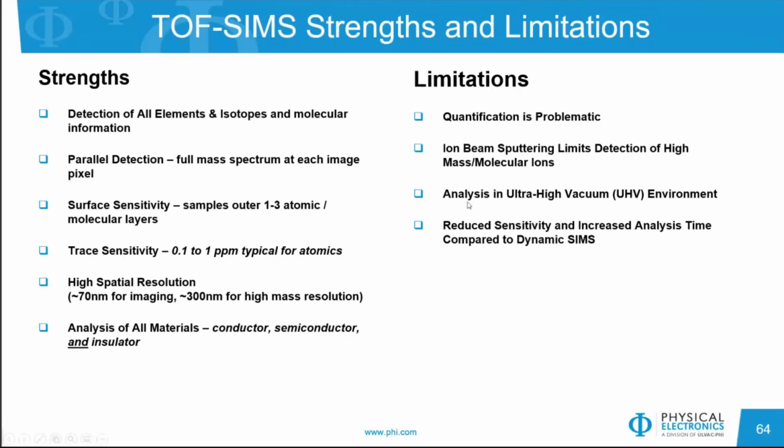And I don't know if I mentioned it, but all of this occurred in ultra-high vacuum. So if your sample is not ultra-high vacuum compatible, it can be an issue. But there are some ways to go around that and mitigate it, such as operating at cryogenic temperatures with the different stages. And comparing TOF-SIMS to dynamic SIMS, you have reduced sensitivity, looking back at the bubble chart, and your analysis time is increased compared to dynamic SIMS. So there are some drawbacks to this technique compared to the others.